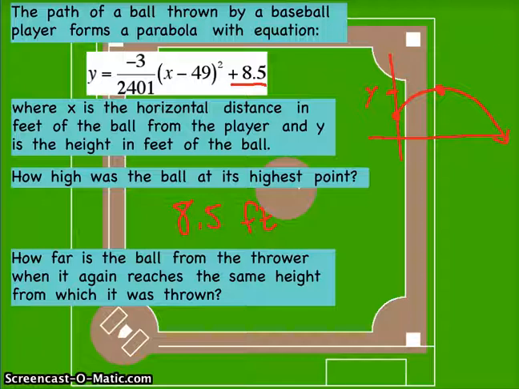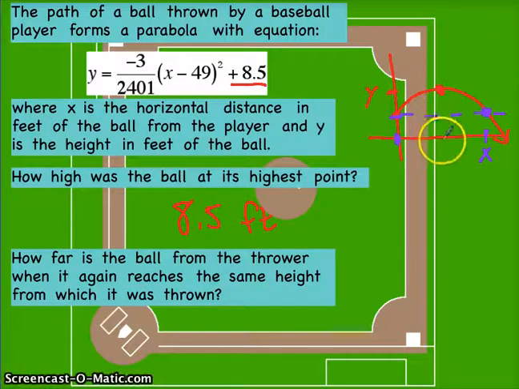How far is the ball from the thrower when it again reaches the same height from which it was thrown? Well, let's go on our picture here. If this is the height from which it was thrown, and we go ahead and draw a line across there, what we want to know is, what's that x coordinate? How far from us at the beginning, from the thrower, is the ball if it's caught at that same height?